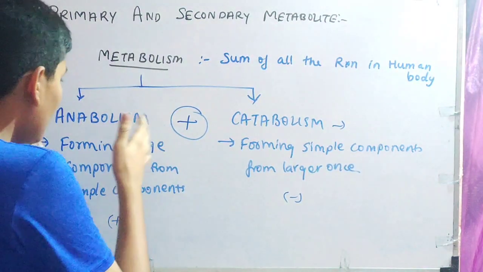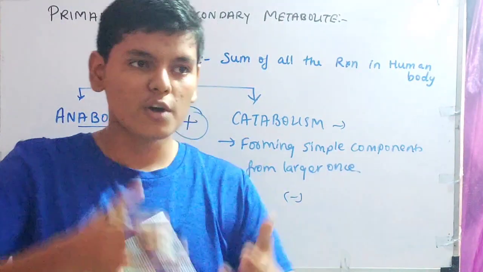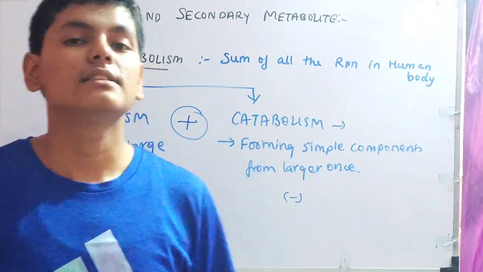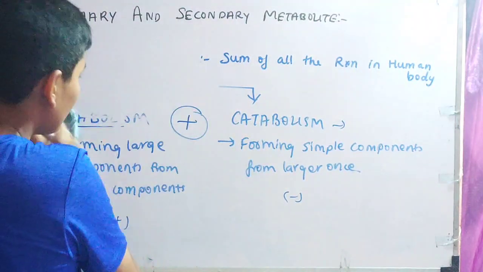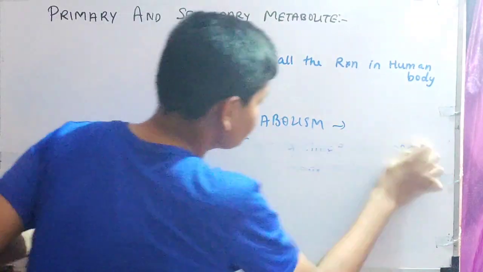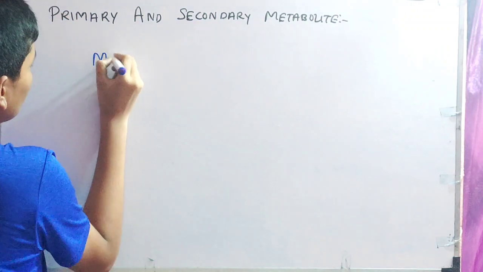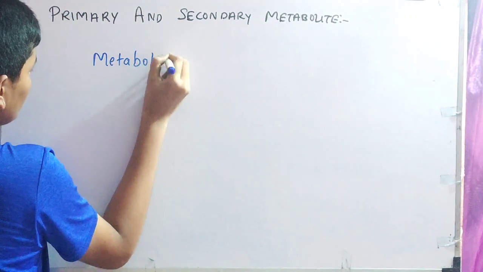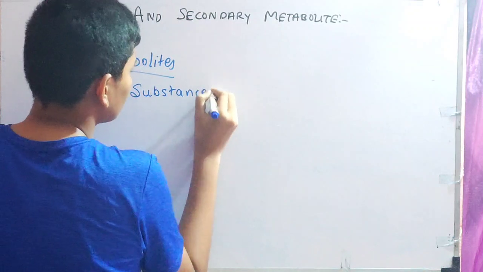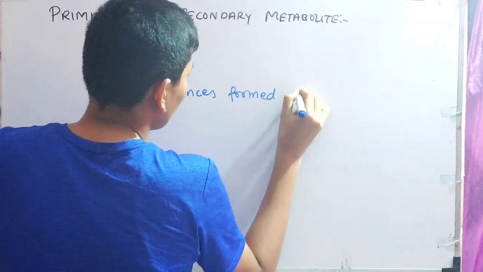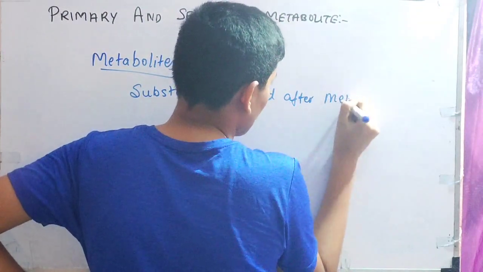Now, after anabolism, we are forming large substances, right? In catabolism, we are forming simple substances, right? So the formation of large substances or simple substances, these are known as metabolites. What are metabolites? So this is about metabolism. Now we are discussing metabolites. Metabolites are the substances formed after metabolism.